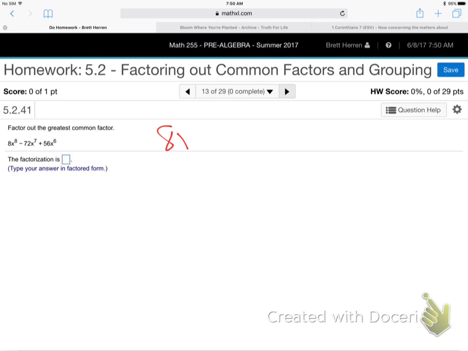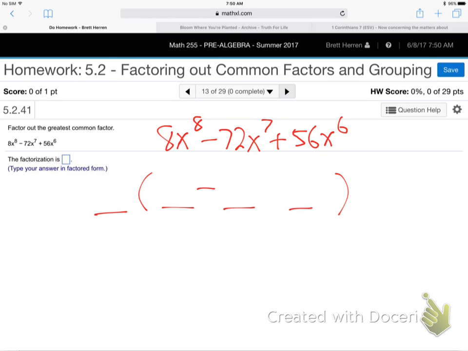Okay, so we have 8x to the 8th minus 72x to the 7th plus 56x to the 6th. So one big old parenthesis, something in the front, 3 things on the inside.